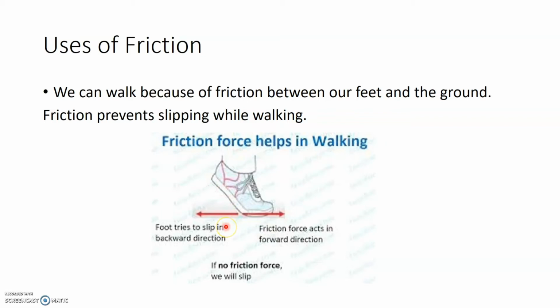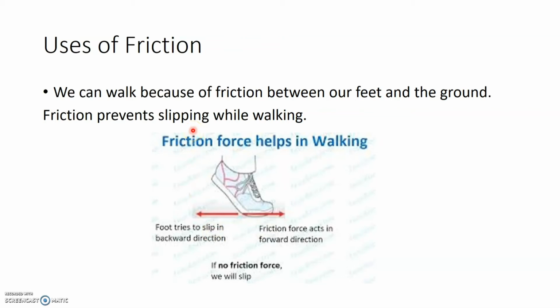As you can see here, there is frictional force that acts in the opposite direction of the movement of the object. When our foot tries to slip in the backward direction, this force of friction will act in the opposite direction. That is, the force of friction will act in the right direction, in the forward direction. So, if there is no friction between our feet and the ground, there is definitely a chance that we will slip while we walk.